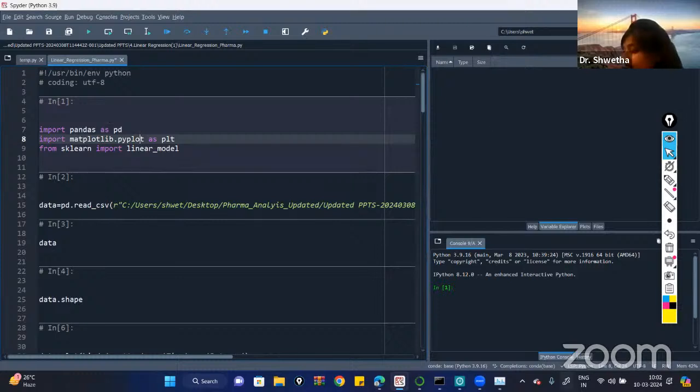Now, I am using a Spyder IDE. There are various IDEs you can use. So for this, I'm using Spyder IDE. And for the next example, I will be using Google Colab.